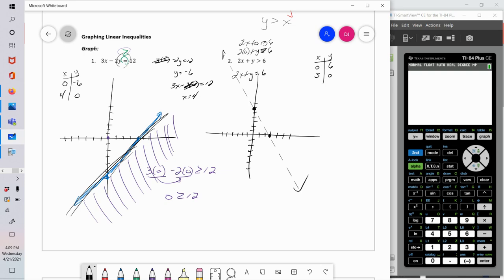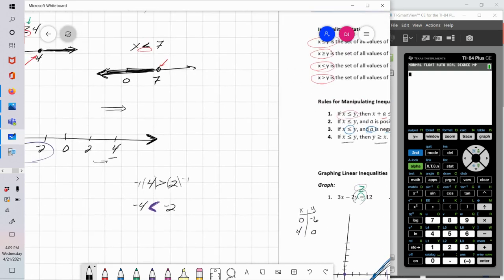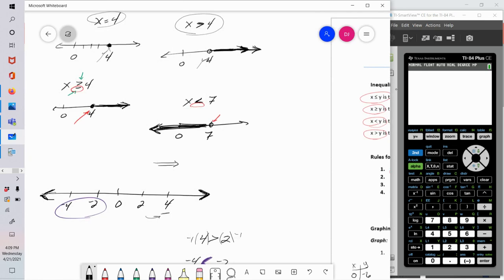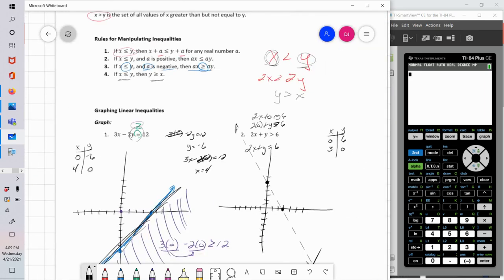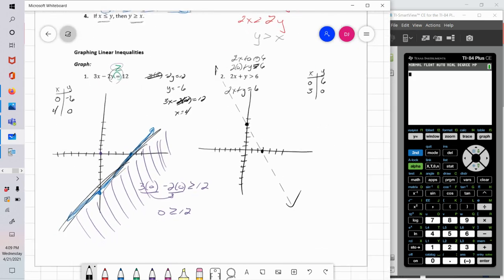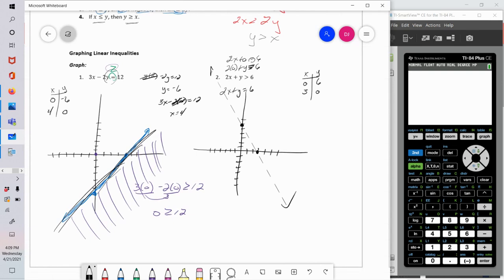The dotted line here compares to the open circles over here. Okay? I know I'm going back and forth. I hope that makes sense. That's the difference between the solid line and the dotted line.